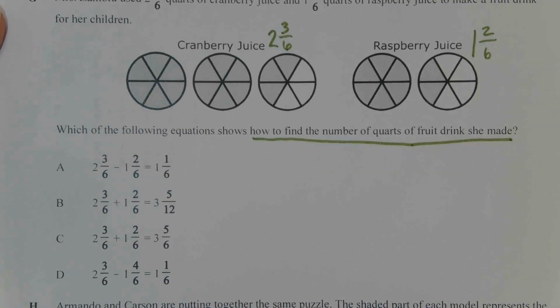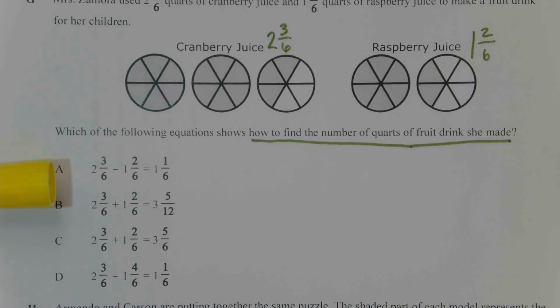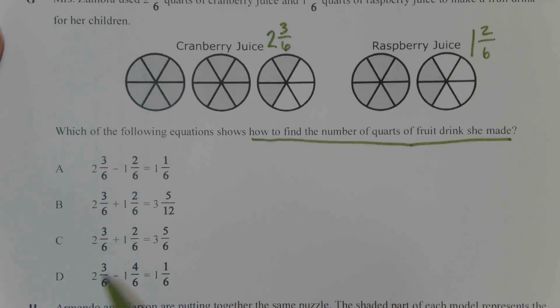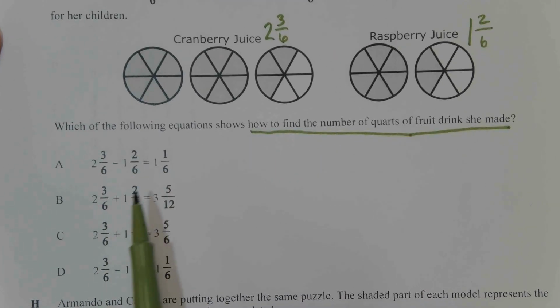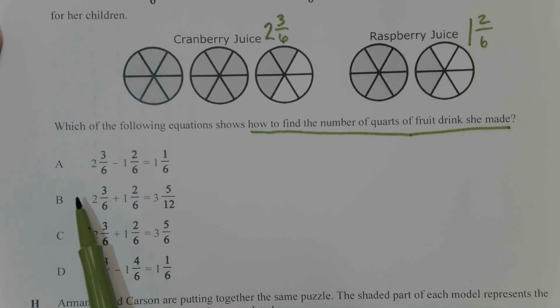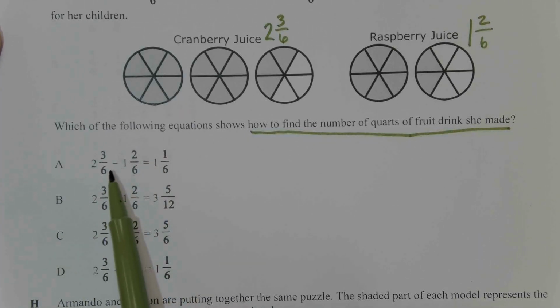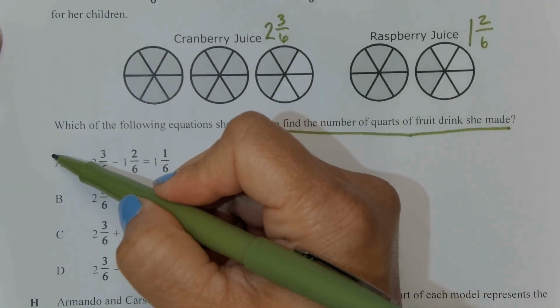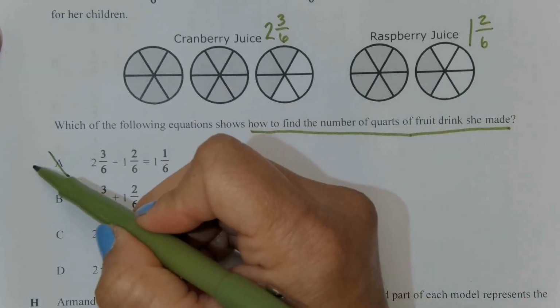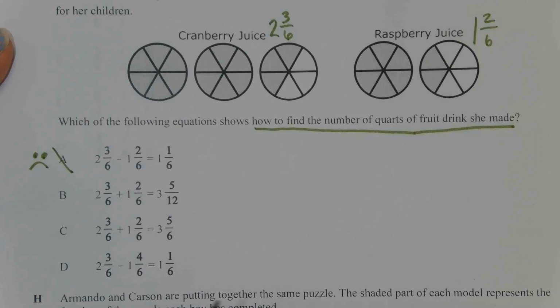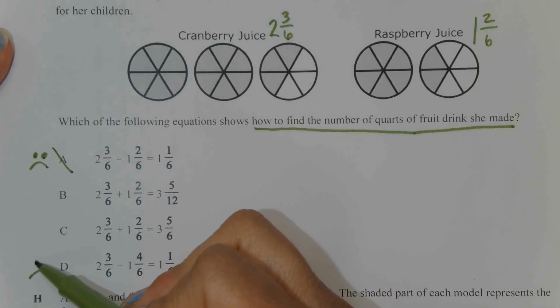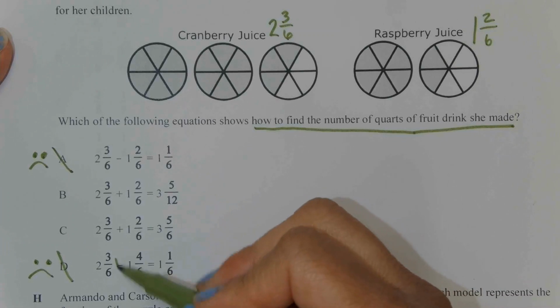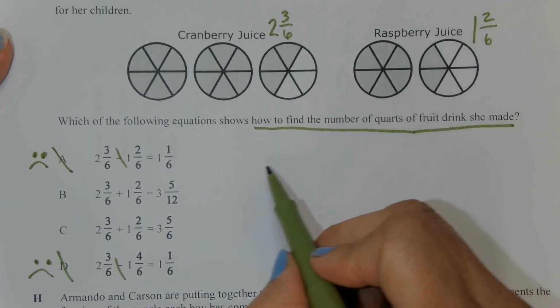So we are combining. If we're combining, we are adding. So we need to go in here and look at our equations. We know that we are not subtracting, so we are going to eliminate those, which is A. I can eliminate A. So we can put a sad face right there because we know that one's not it, and D is not it. Because they are subtracting.